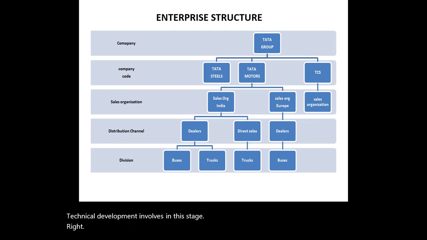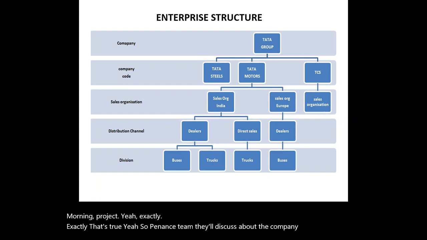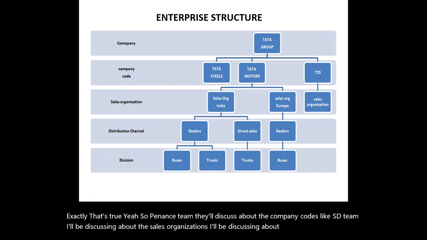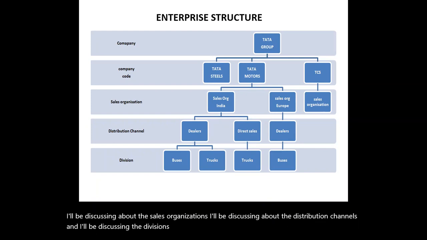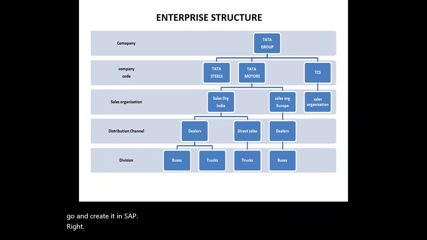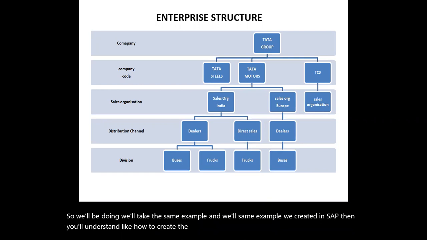Right. So basically, coordinating with the business, during those business blueprint sessions, you will understand more of which level they should be. Exactly. That's true. So finance team, they'll discuss about the company codes. As SD team, I'll be discussing about the sales organizations, the distribution channels, and the divisions. So based on the details they provide, we'll go and create it in SAP. So we'll take the same example and create the same example in SAP. Then you'll understand how to create our own enterprise structure in SAP. Right.